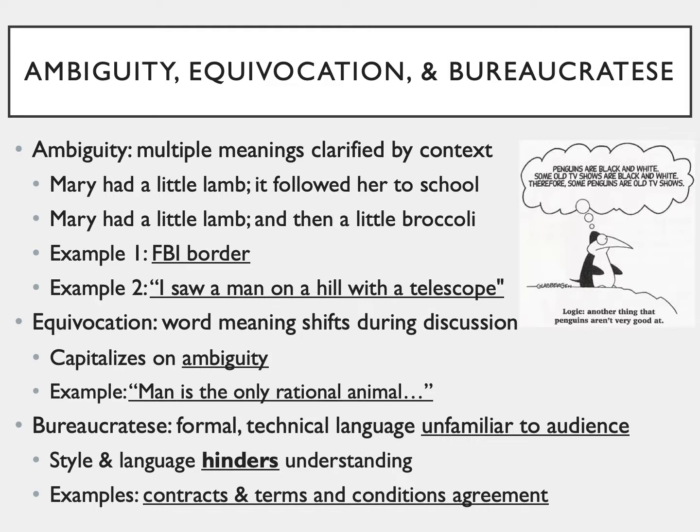Now, you probably had an immediate interpretation of this statement. It could mean a lot of things. There's a man on a hill, and I'm watching him with my telescope. There's a man on a hill who I'm seeing, and he has a telescope. There's a man, and he's on a hill that also has a telescope on it. I'm on a hill, and I saw a man using a telescope. There's a man on a hill, and I'm sawing him with a telescope. Let's hope it's not that last one.